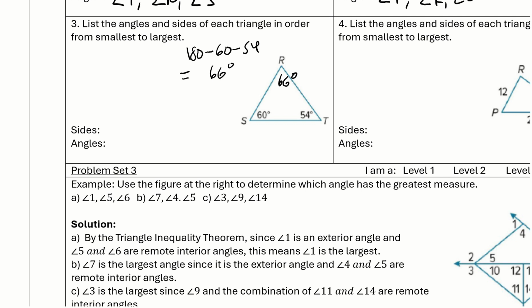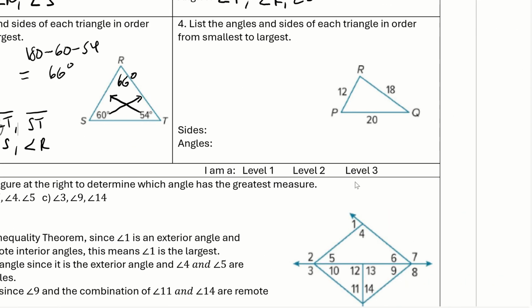Now we can compare. So 54 is the smallest, so that means SR is the smallest. So angle T is the smallest, SR is the smallest. 60 is the second smallest, so the S angle. And then RT is the second smallest side. The largest angle is R, and so the biggest side is ST. All right, that's it.